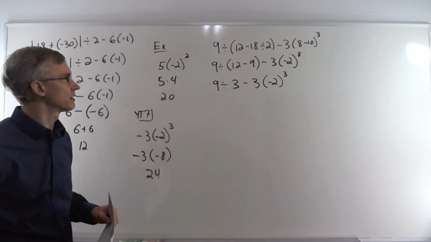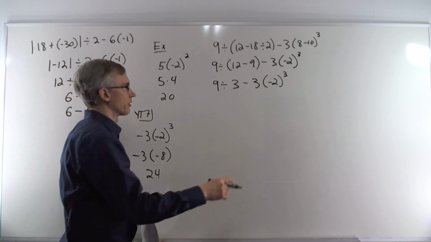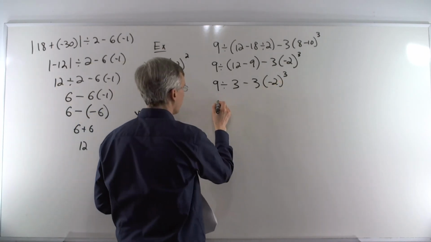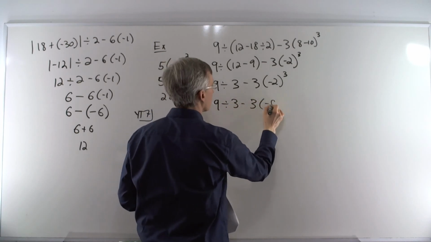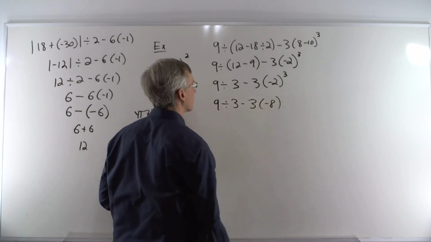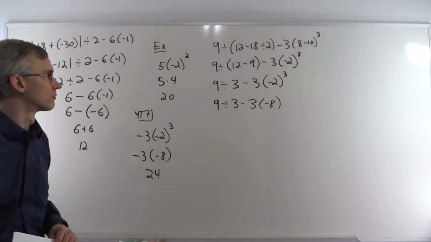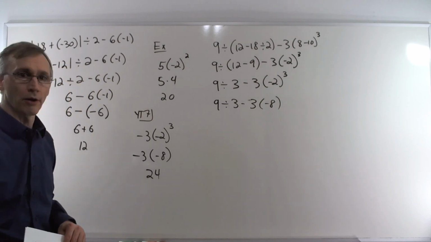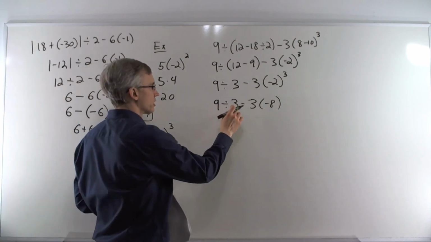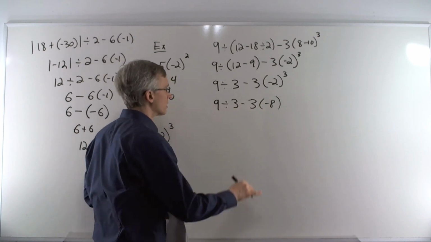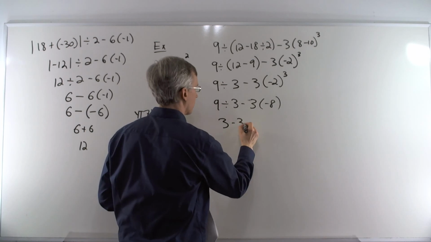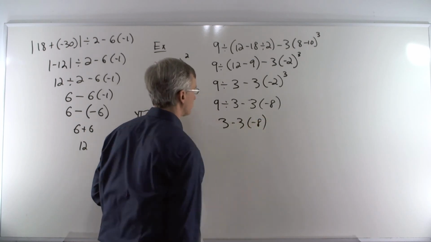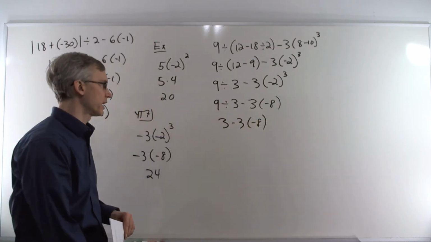Grouping symbols are done. Now we can move on to the exponent. -2 to the third power is -8. Now we're down to division, subtraction, multiplication. So we're going to do the division first. Now the multiplication.